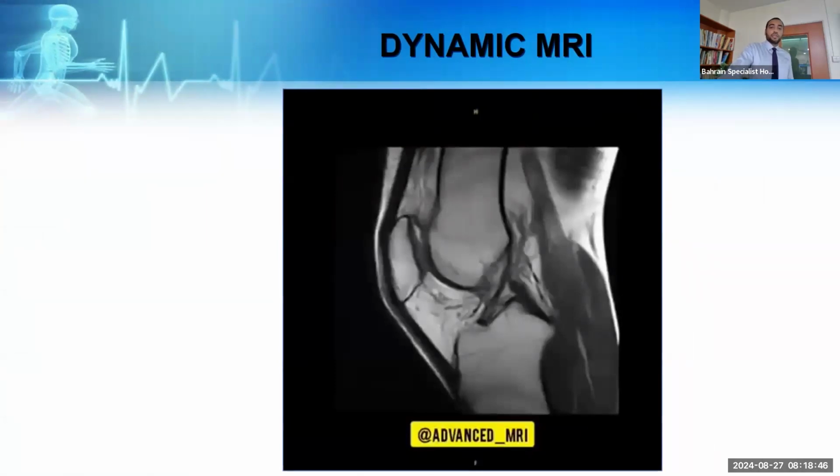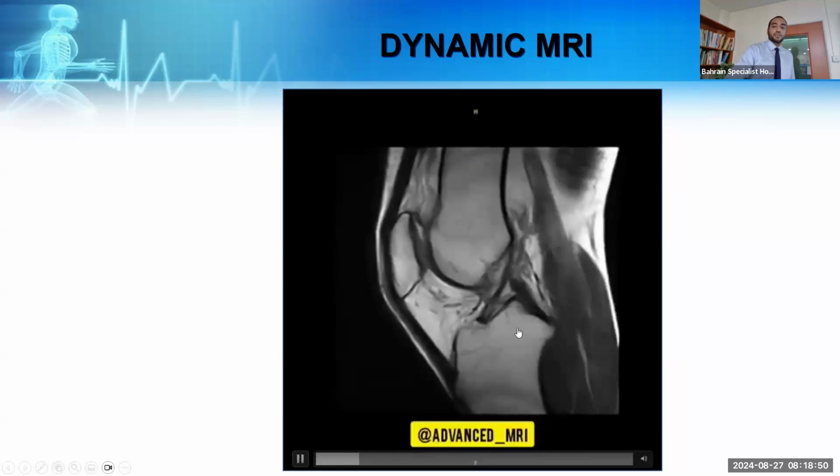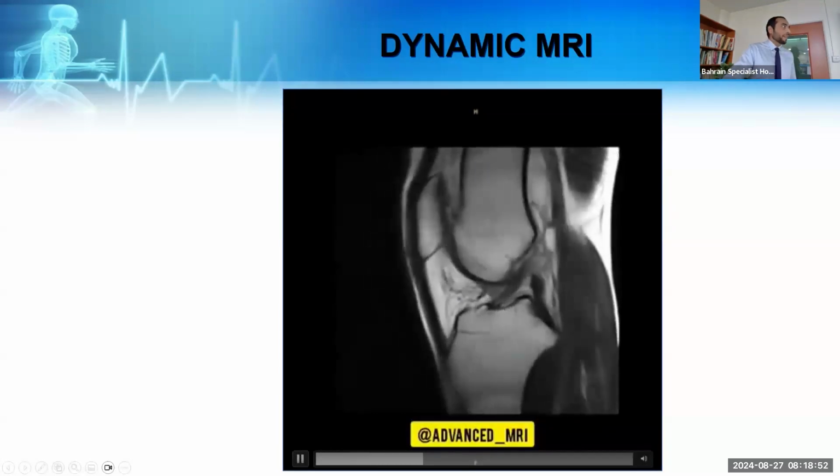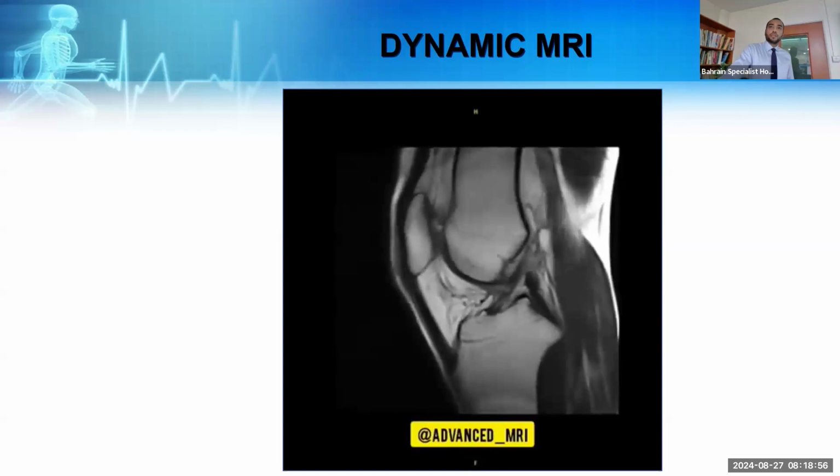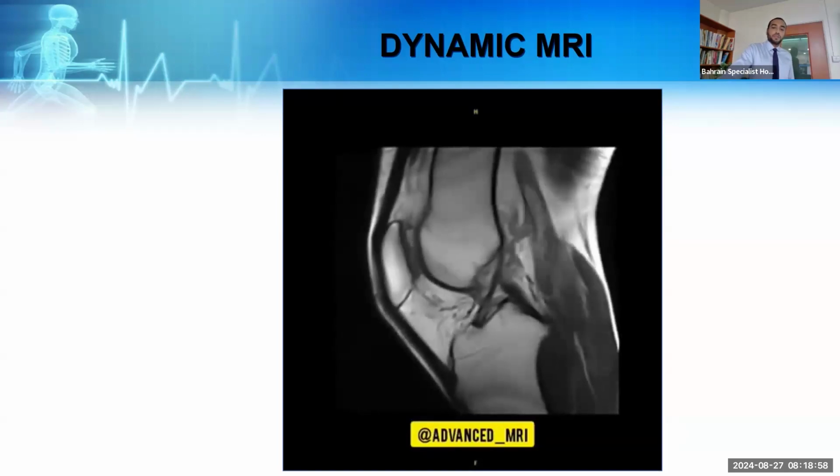There are additional newer techniques like the dynamic MRI of the knee. Dynamic MRI also helps in detection of ACL injuries when there is a doubt whether it is a partial or complete tear, and it also helps in the diagnosis of instability of the knee.